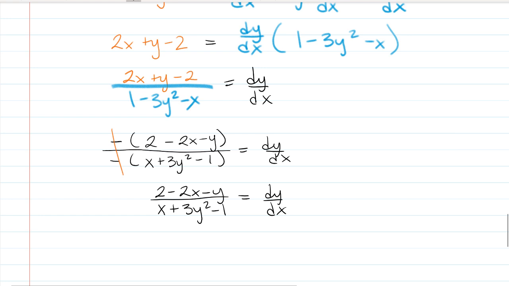So they all have that positive 2. They all subtract the 2x, but only answer choice A subtracts the y in the numerator.